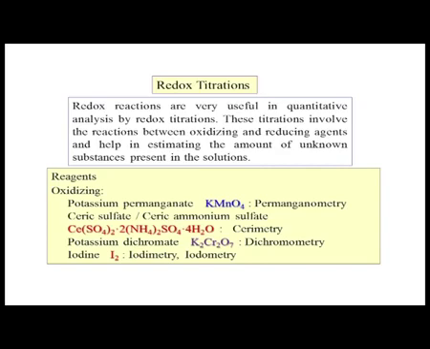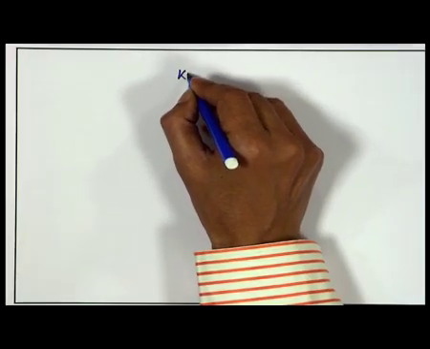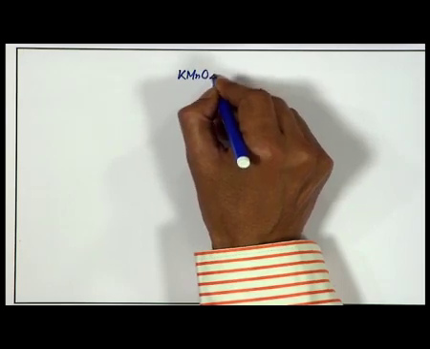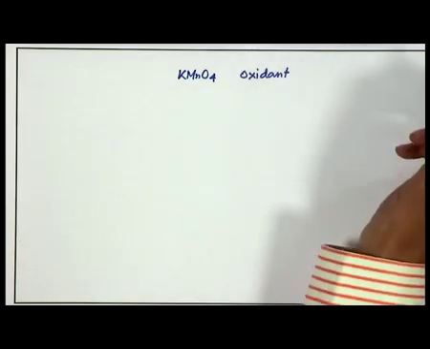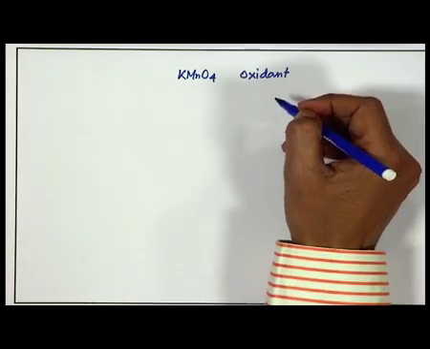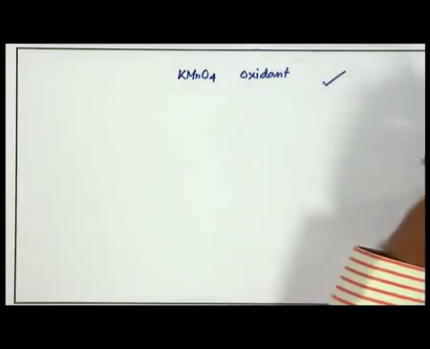Definitely, if we use some reagent as the oxidizing agent, we will be utilizing potassium permanganate. Just now we have written a reaction showing that potassium permanganate can be useful for the generation of chlorine gas. The same potassium permanganate can be utilized as an oxidant in redox titration to analyze other unknown species.